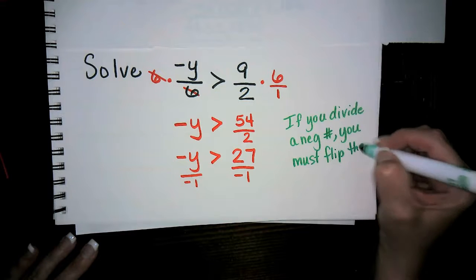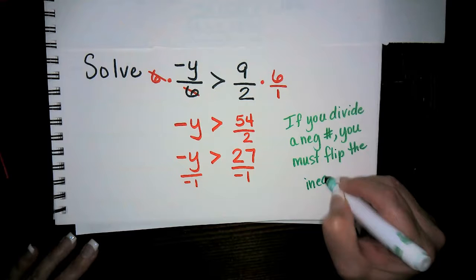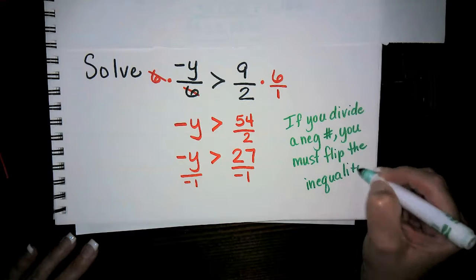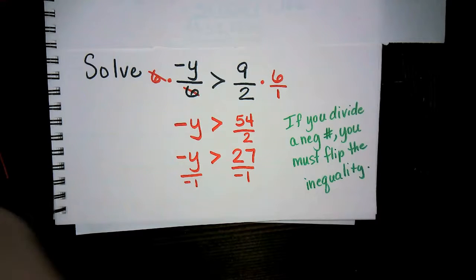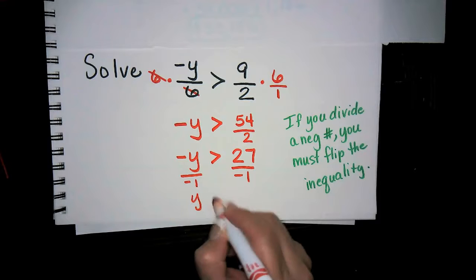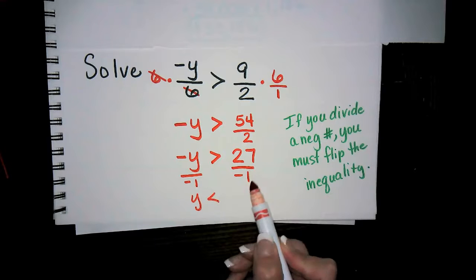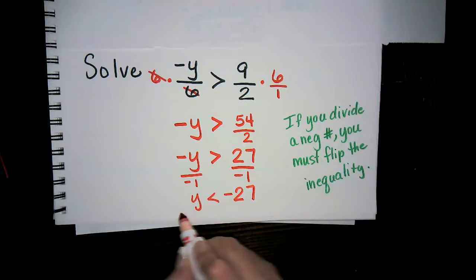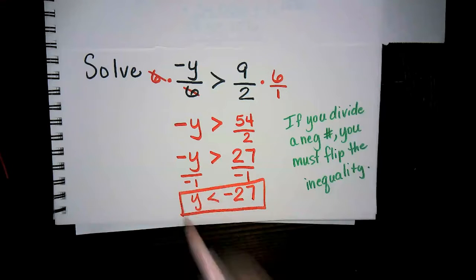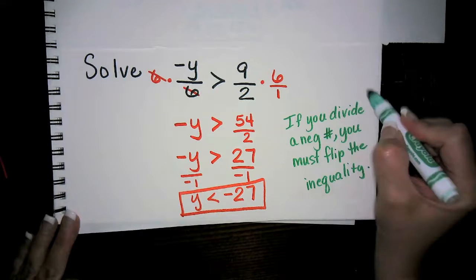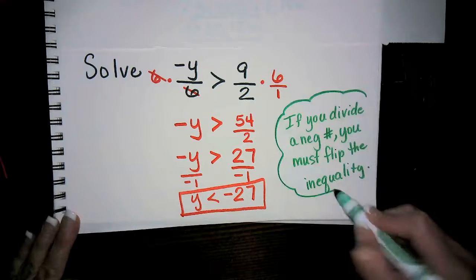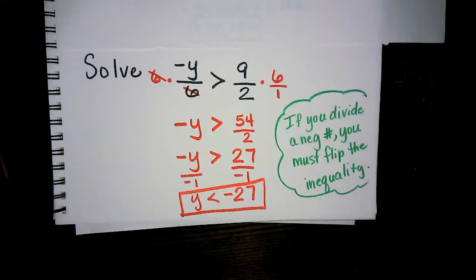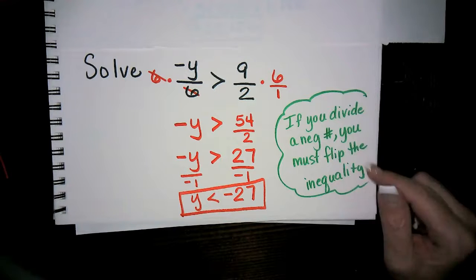So that means it was a greater than, and now we're going to flip it around to be a less than. So this becomes y is less than, and then 27 divided by negative 1 gives me negative 27. And I bet you can guess a lot of people miss that flipping the inequality. Yep. It's the one part about solving inequalities we have to remember, because you just have to flip that inequality if you divide by a negative number.